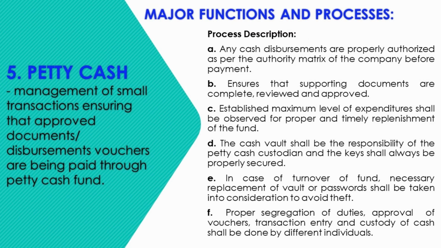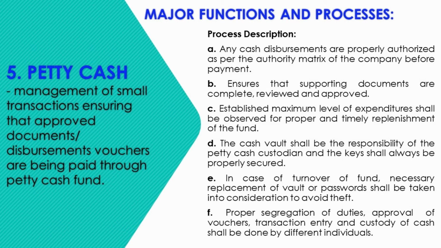The fifth function in the CMS is the petty cash fund. This is related to the management of small transactions, ensuring that approved documents or disbursement vouchers are being paid through petty cash fund. The processes involved: first, any cash disbursements are properly authorized as per the authority metrics of the company before payment. Second, ensures that supporting documents are complete, reviewed, and approved.